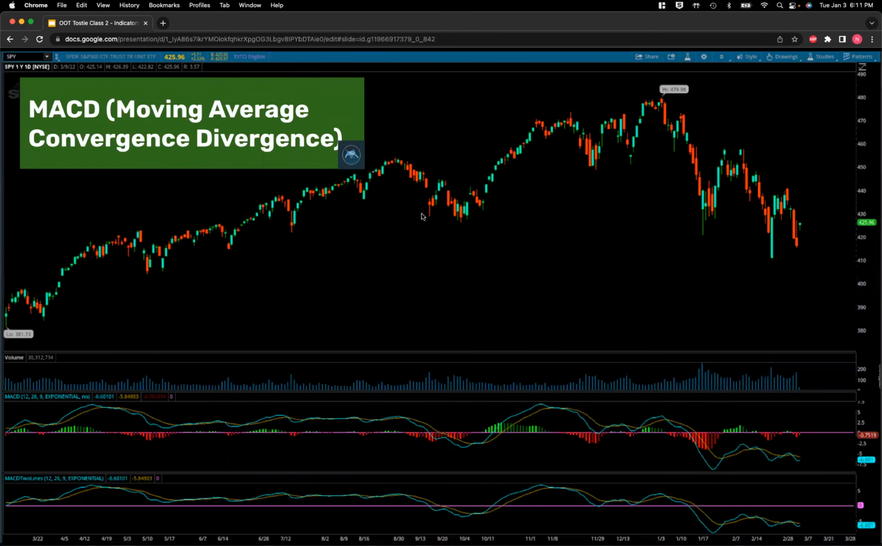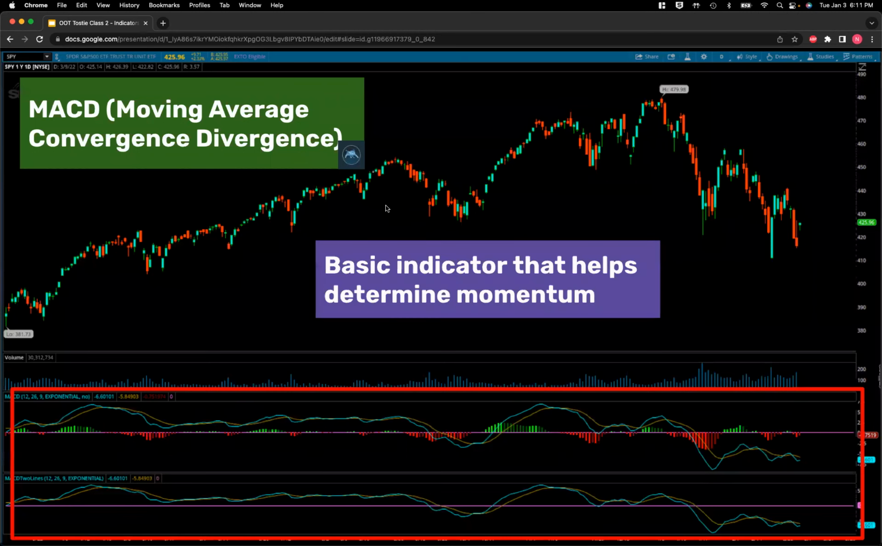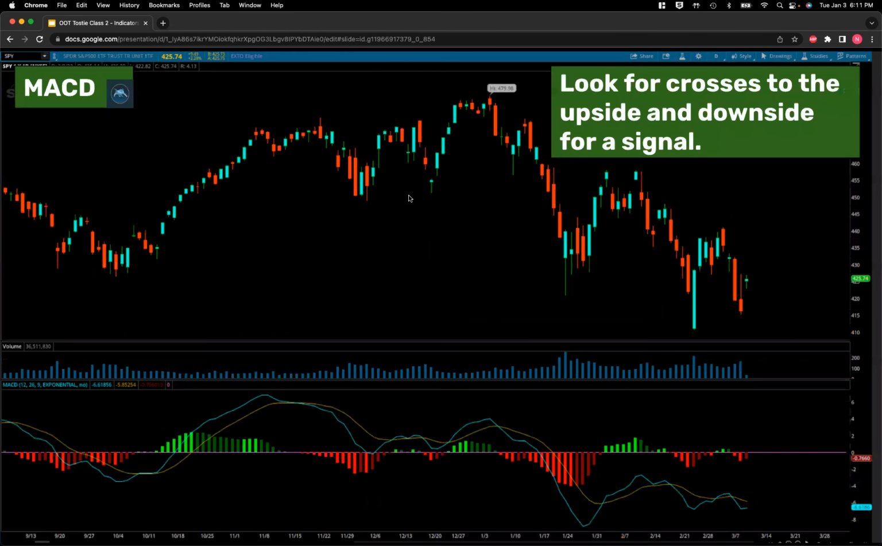First one, and one of the more common oscillators that I think people typically see, is the MACD, also known as the moving average convergence divergence. Essentially, the MACD is a relatively basic indicator that helps you determine momentum in the market. This is something that is relatively commonly used. It isn't something that I typically use on a day-to-day basis. However, it is something that I sometimes use to confirm trades.